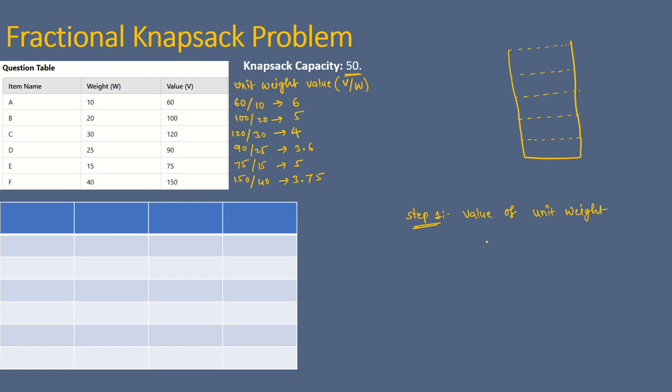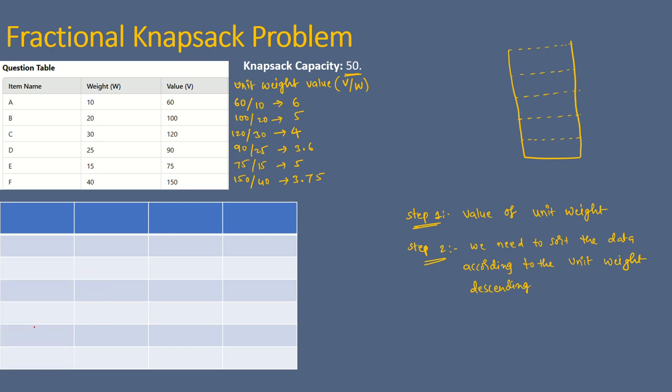Next, once you find the unit weight, step 2, you need to arrange all these items according to the unit weight. In which order? Descending order. So we need to sort the data according to the unit weight. In which order do we need to sort? Descending order. Okay, let us see how this data set has changed.